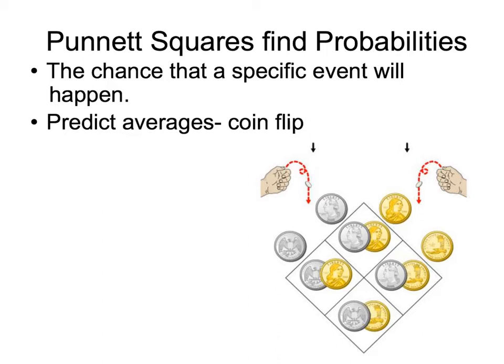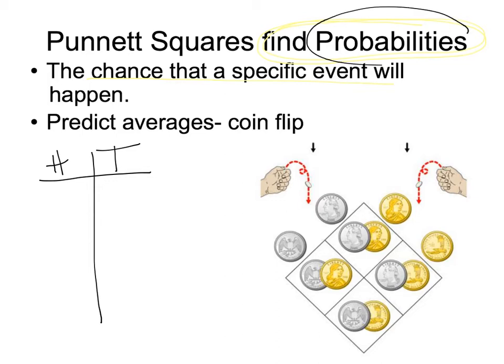So it's important to remember what Punnett squares do. What Punnett squares do is they help us find the probabilities. They don't tell us what is exactly going to happen. It's the chance that a specific event will happen. It's like if we flip a coin. If I flip a coin 10 times, you could tell me that you're going to get heads 5 times and tails 5 times. So let's actually do this, and you could do this alongside me as well. Based on probability, we should get 5 tails and 5 heads.